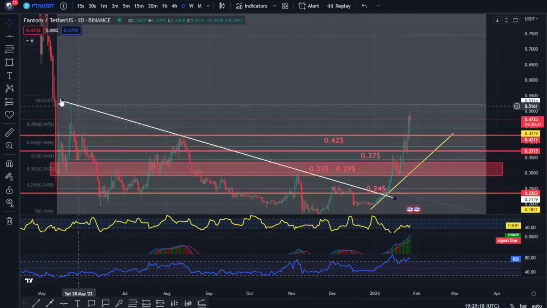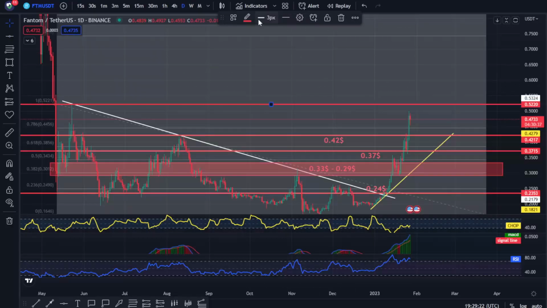Looking the other way, we can see that we are currently facing a very strong resistance at 52 cents. But when we manage to overcome it and positively test it, we can see an increase to around 74 cents.